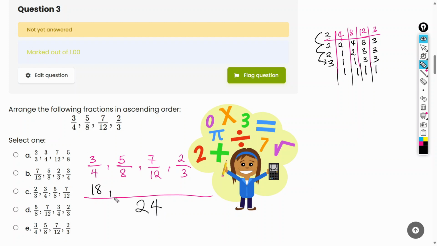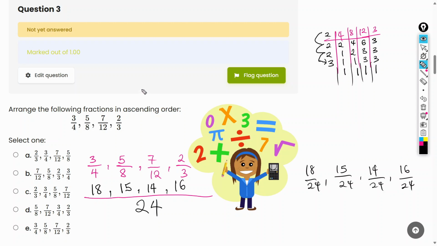So this is 18. 8 into 24 is 3. 3 times 5 is 15. 12 into 24 is 2. 2 times 7 is 14. And then 3 into 24 is 8. 8 times 2 is 16. So this transforms our fractions into different forms. So we now have 18 over 24, 15 over 24, 14 over 24, and 16 over 24. All of these have the same denominator, so we can compare them.